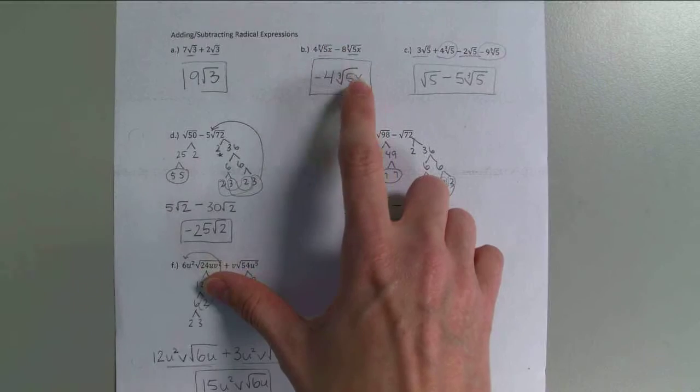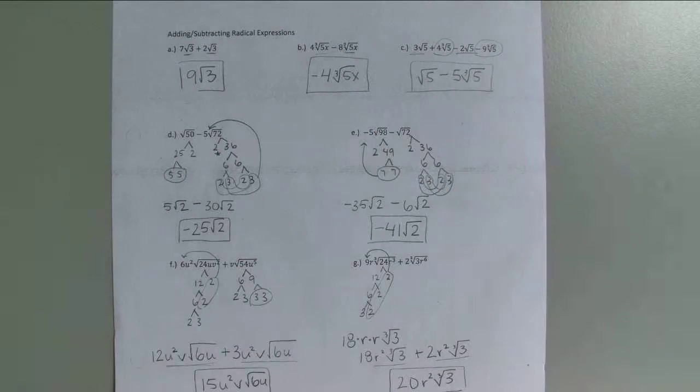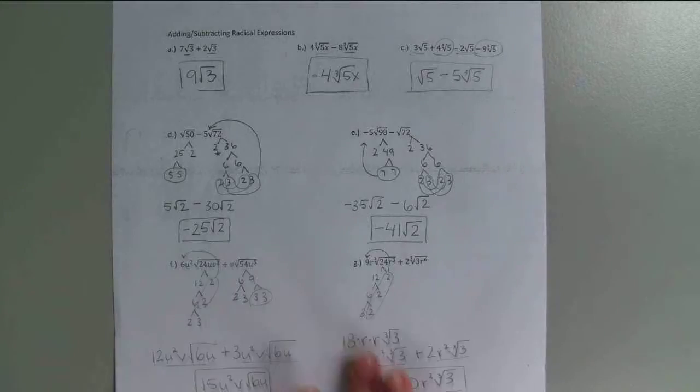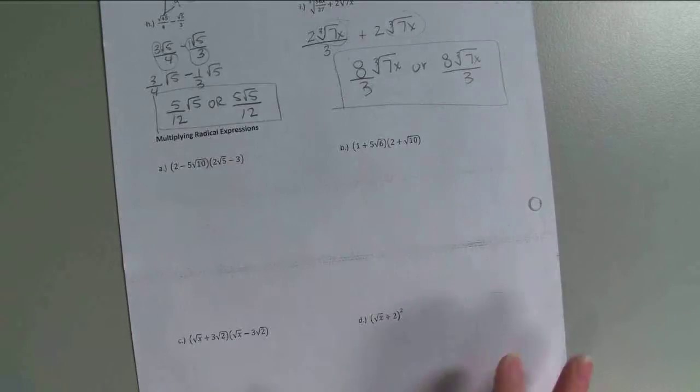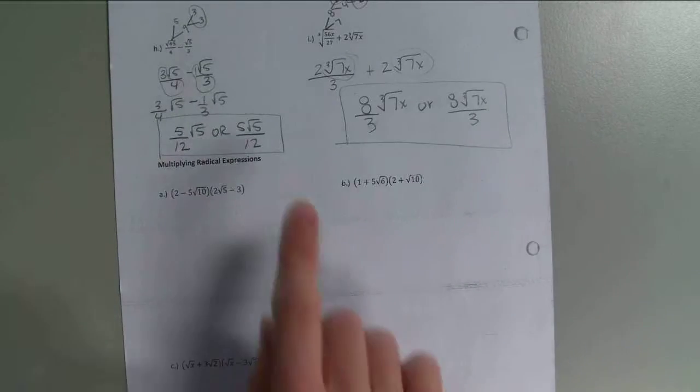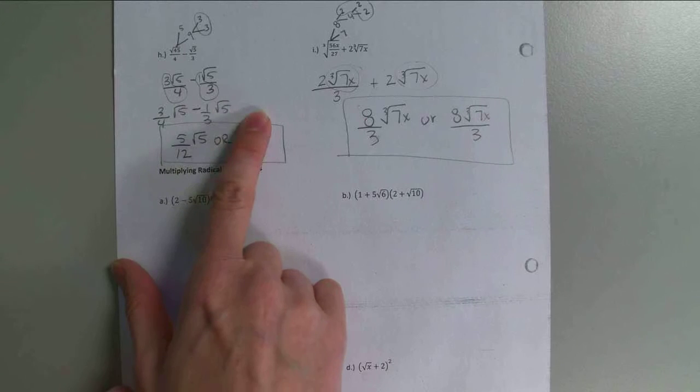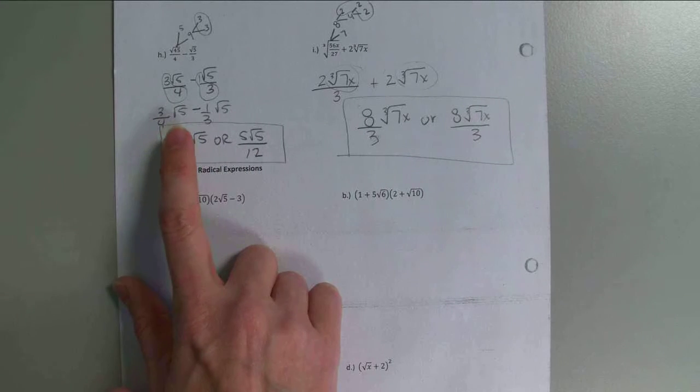And then these both had cube root of 5x's, so we could just do the math 4 minus 8 cube root of 5x. You should have it, it is what we started on Wednesday, okay? So what we had to do is we had to break them down and make them look alike. So like these both had root 5, so we could just do the math of 3/4 minus 1/3, and so forth.